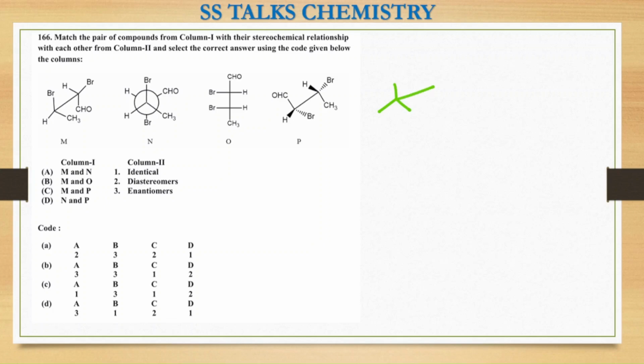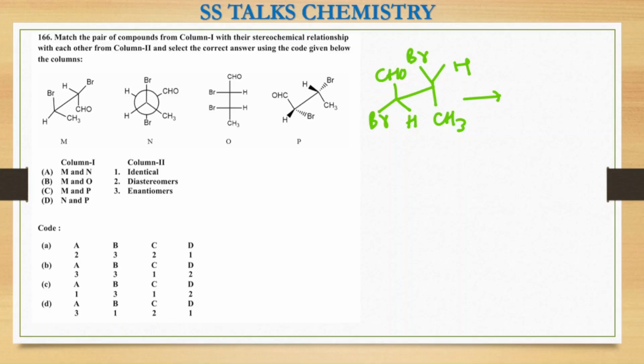So I'm drawing firstly its sawhorse projection, that is going to be looking like this. Here the Br, methyl, here Br, hydrogen. Sorry. On the right side is this hydrogen because the wedge position it is present. So here you will be having hydrogen, and on the left side this is the Br. And here you have the CHO. On the right side it is your hydrogen, and the left side is this Br.